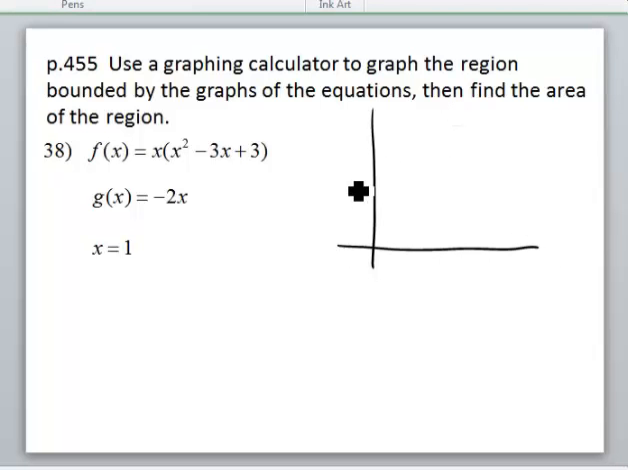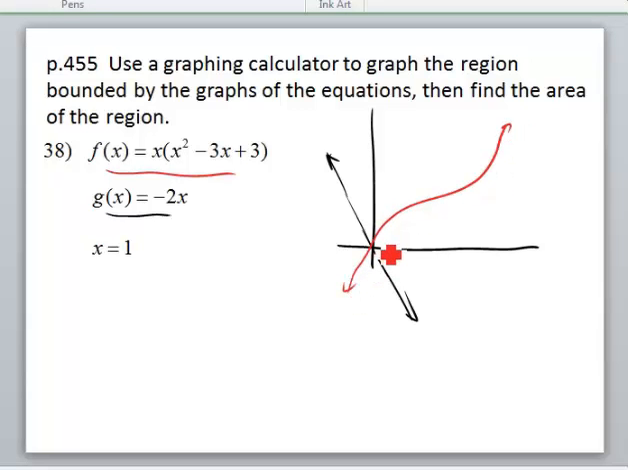What you would find is that you've got a line that will be like this. That's for the g of x. And your f of x will look something like this. And it says that we're only supposed to go to x equals 1. So here's 1. And then we're talking about this area between the curves right here.